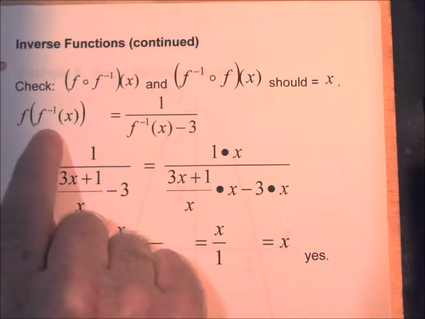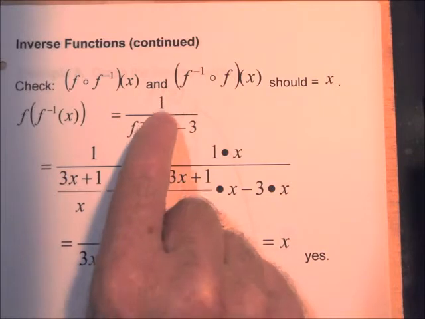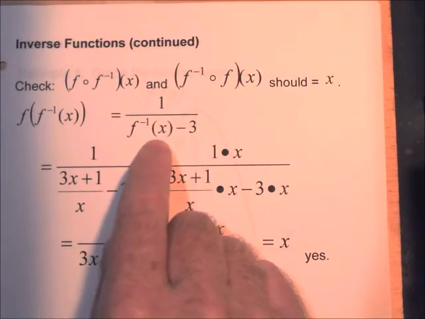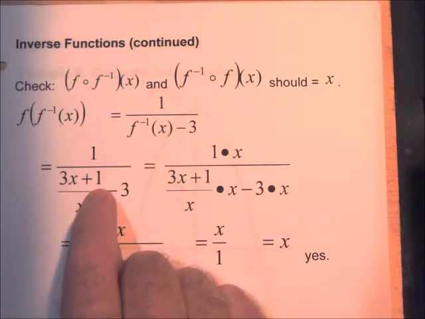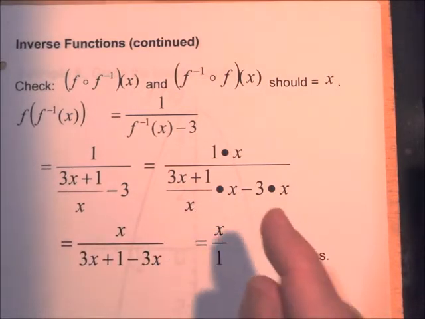Okay, so f composed with f inverse, in the formula for f of x, we want to write f inverse of x instead of x. So instead of 1 over x minus 3, we'll have 1 over f inverse of x minus 3. And then write the formula for f inverse, which we just computed to be 3x plus 1 over x. Substitute that in. And then we want to simplify this.